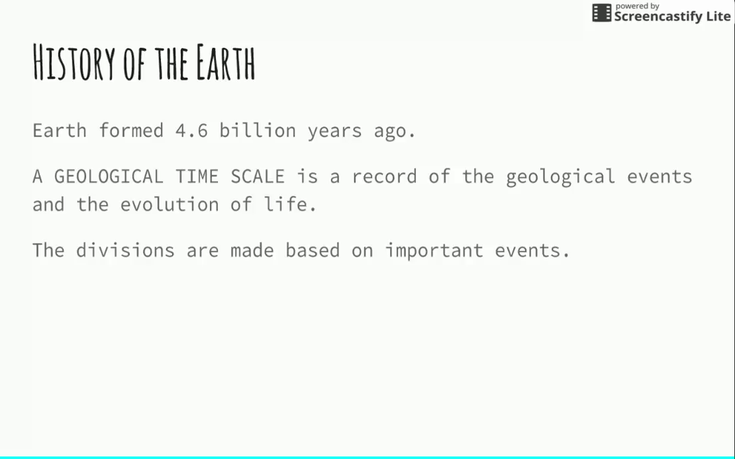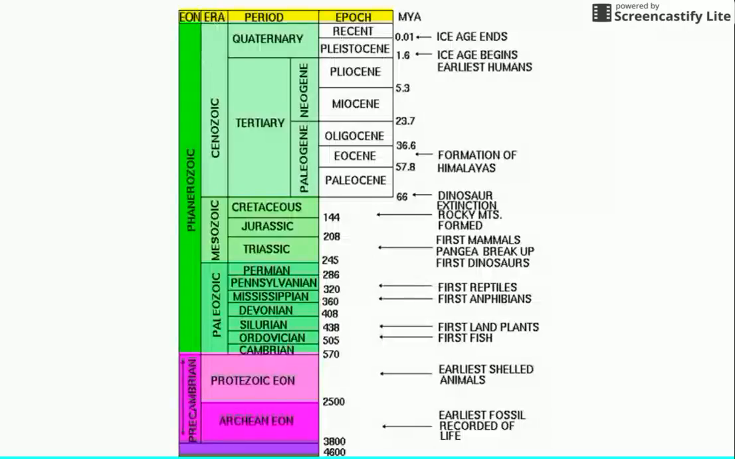The divisions that are created are made based on really important or landmark events that help to shape life on Earth today. So this is an example of a geological timescale. One thing I really want you to notice is that we have the eras, the Precambrian, Paleozoic, Mesozoic, and the Cenozoic. And then we have these periods. We're not really going to focus on the eons or the epochs, but we are going to focus more on the eras and the periods.